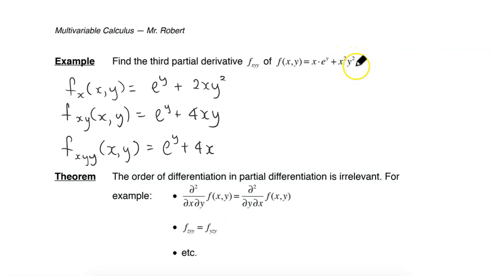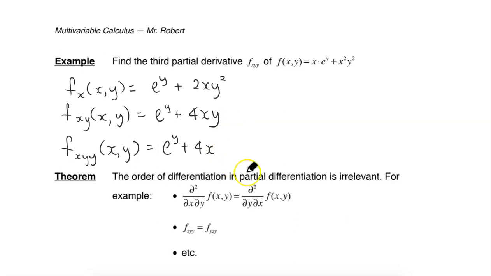So let's start with the first partial derivative of f in terms of x. It is going to be e to the y plus 2xy squared. And then we differentiate this in terms of y, so it's e to the y plus 4xy, and then we differentiate it in terms of y again, and we get e to the y plus 4x.